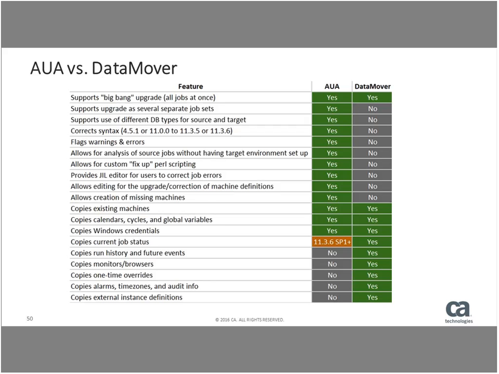In this table, you can see the differences in functionality between AUA and Data Mover. Some of the key differences are: AUA will support the use of a different database source and target. AUA will correct syntax and flag warnings. Data Mover will copy the run history and future events.